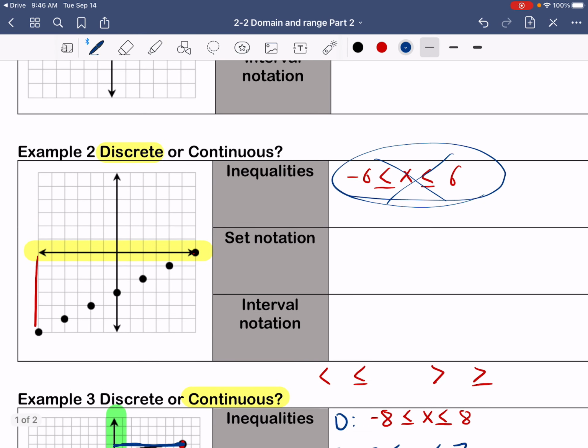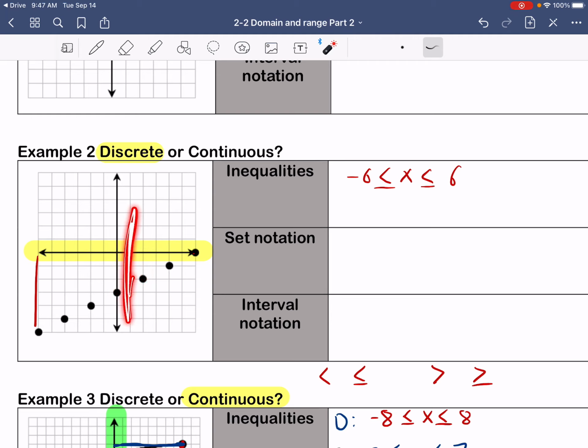Because this one basically means X can be any number between -6 and +6. But as you can see, X can be 0, X can be 2, but X cannot be 1. This part is empty. So this cannot be used. With the same reason, you cannot use interval notation. You just have to use set notation. So indicate domain like that.